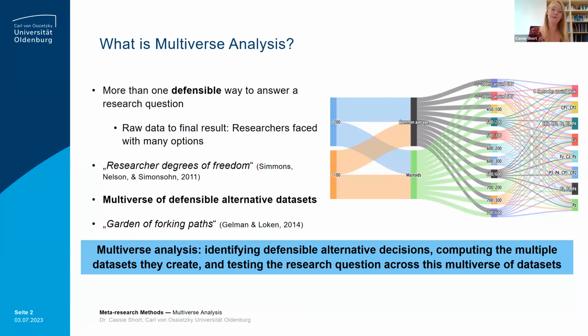We'll begin by taking a look at what multiverse analysis is, in case you haven't heard of the term before. It relies on the assumption that there's more than one defensible way to answer a research question. In this example, it goes from raw data to final result, but this can also be study conceptualization. From the very beginning to the end result that you publish in your paper, researchers are faced with many different options across multiple steps of this process. This has been termed researcher degrees of freedom. It's basically an acknowledgement that we have this undisclosed flexibility in the way we handle our data.